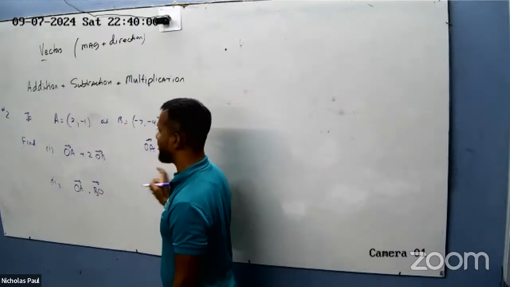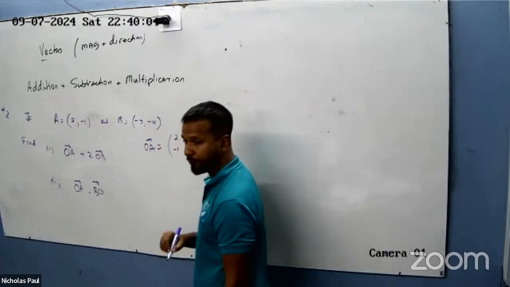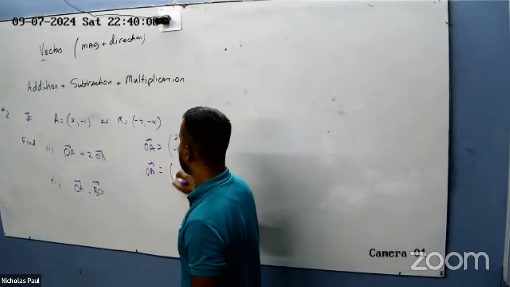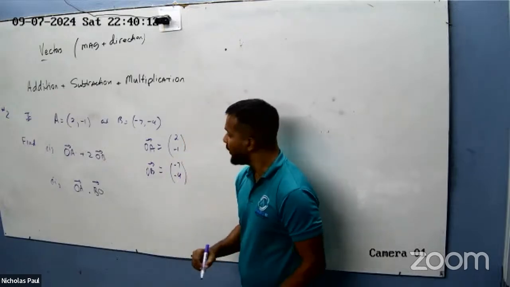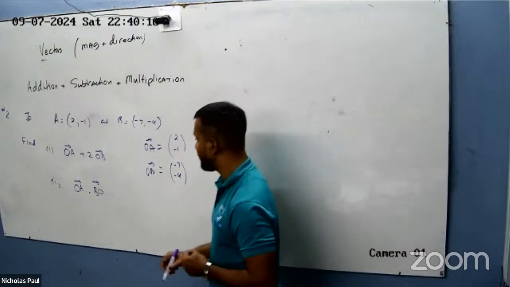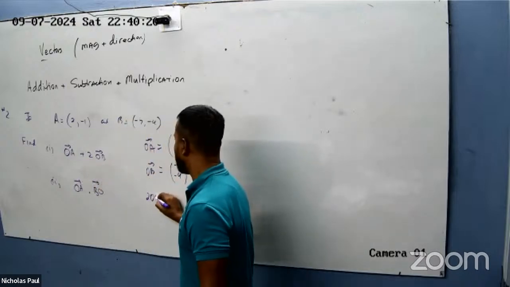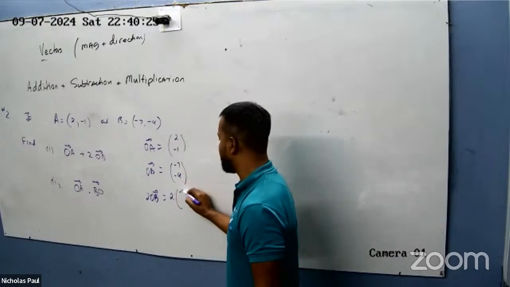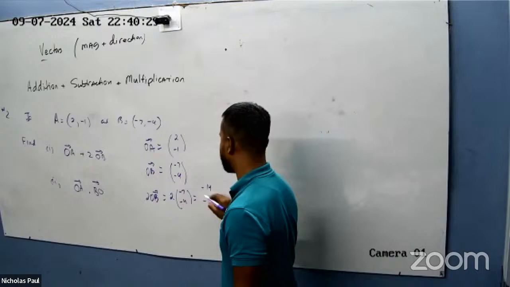I should see that on the side here. OA is 2, minus 1. Then OB is minus 7, minus 4. So we have OA and we have OB. What do we need? We need 2OA, we need 2OB. So 2OB will be 2 times this, and I got minus 14, minus 8.